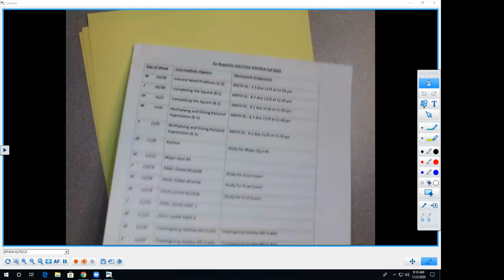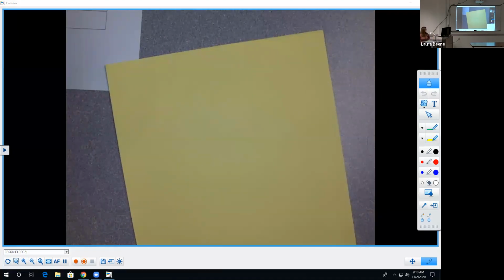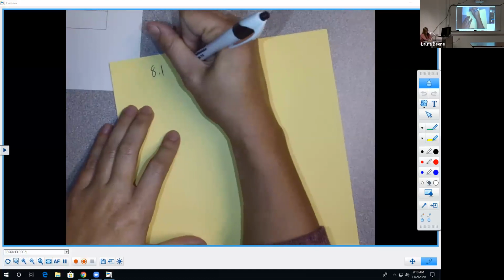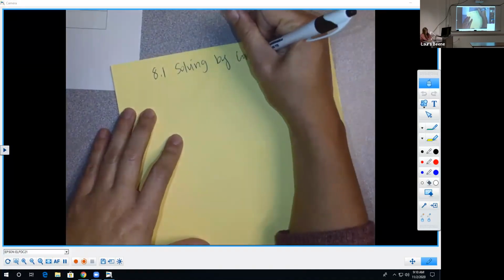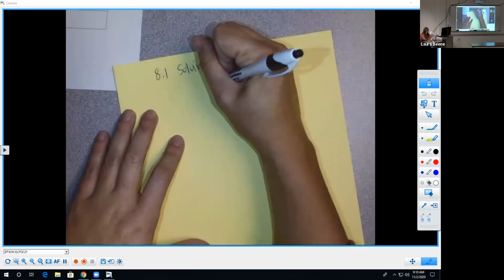Okay, so just a reminder, kind of what we went over last time. We talked about solving by completing the square. This is section 8.1 or part of 8.1. We've already gone over part of it. So remember, this is information for solving quadratics.